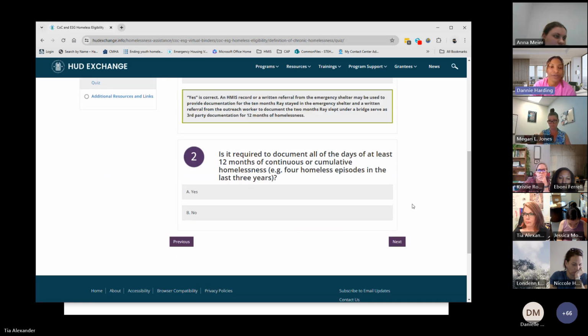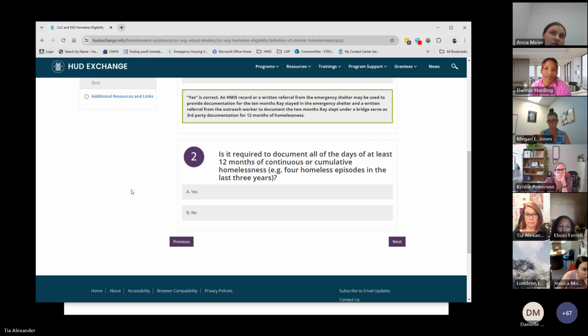All right, let's move on to 2. It is required to document all the days of at least 12 months of continuous or cumulative homelessness. So 4 homeless episodes in the last 3 years. So is it required to document? I see yeses and nos.